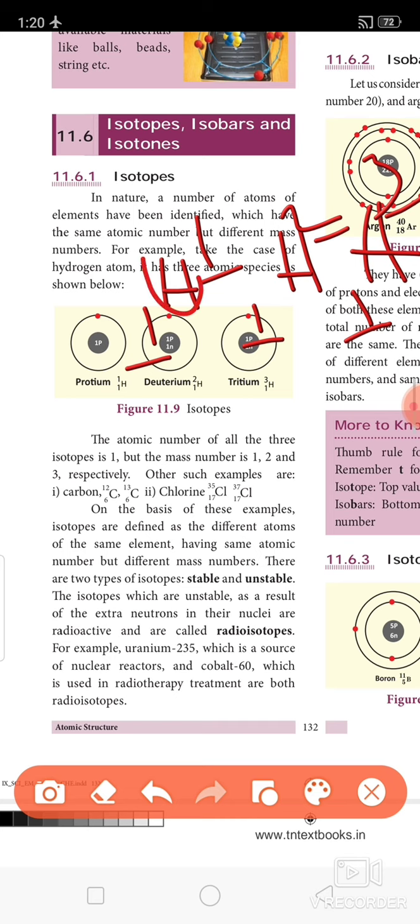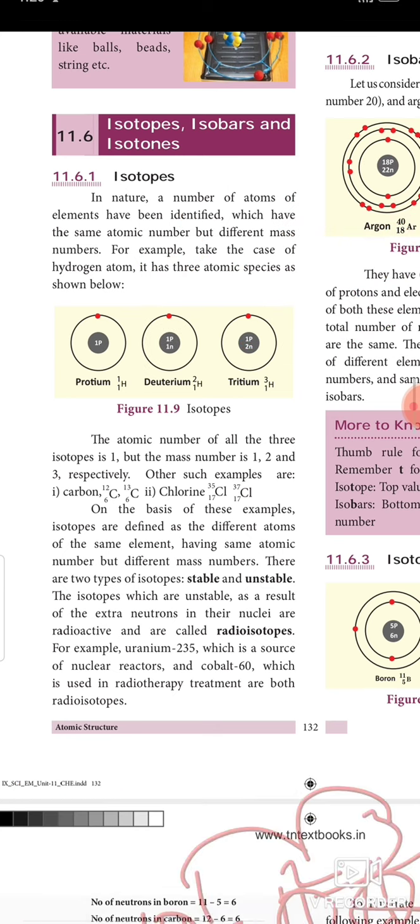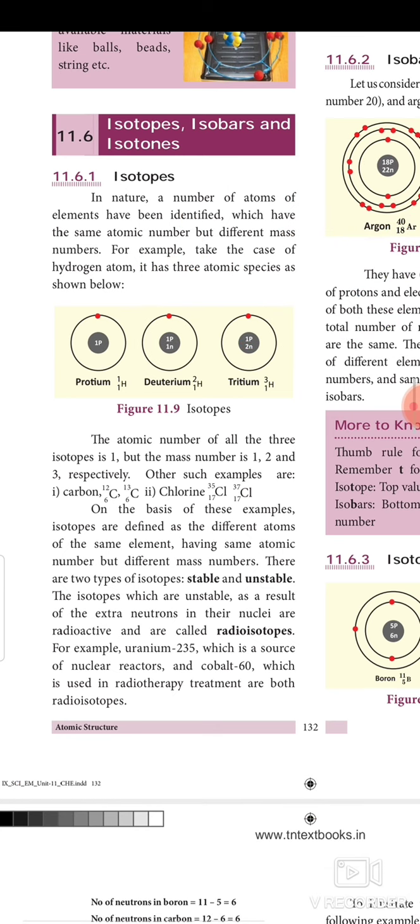So the same element hydrogen, with the same electron number and same atomic number but different mass number, are known as isotopes. I repeat, what are isotopes? Elements of the same atomic number with different mass number are known as isotopes. There are some more isotopes in nature: carbon-12, carbon-13, chlorine-35, chlorine-37. These are a few more examples. On the basis of these examples, isotopes are defined as the different atoms of the same element that have the same atomic number but different mass number.